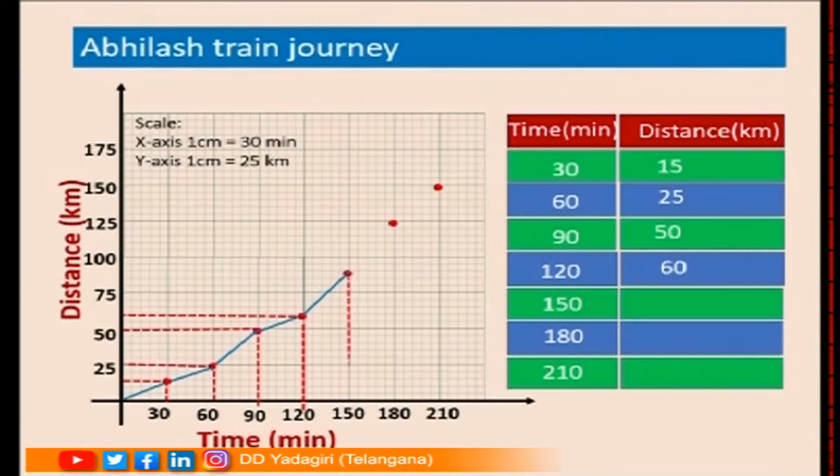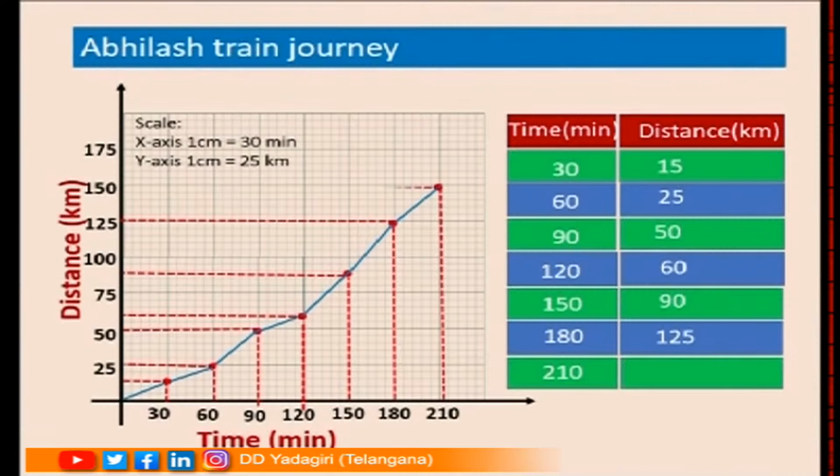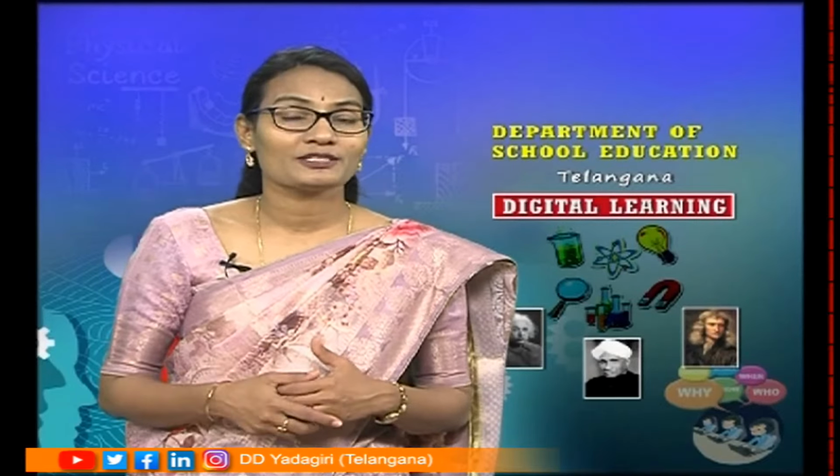After 150 minutes, it covers the distance of 90 kilometers, and after 180 minutes it covers the distance of 125 kilometers, and after 210 minutes it covered the distance of 150 kilometers. So this is the way of writing the values by observing the graph. By observing the x values and y values, we have to put the values in the table. We can easily know how the train is moving.